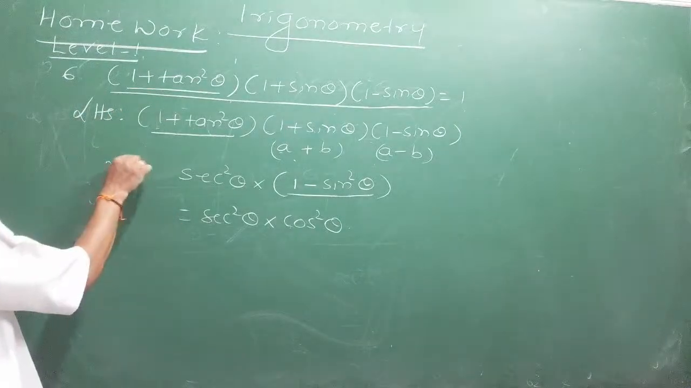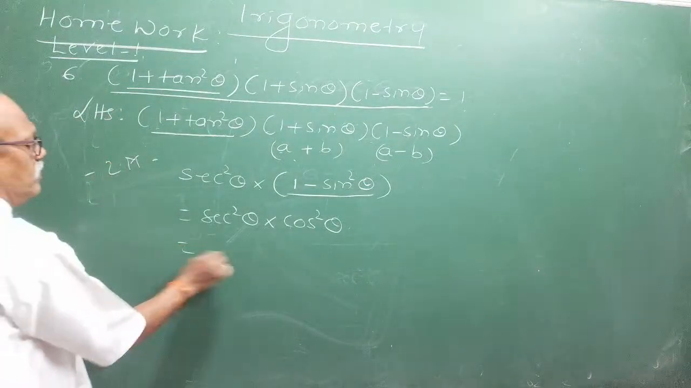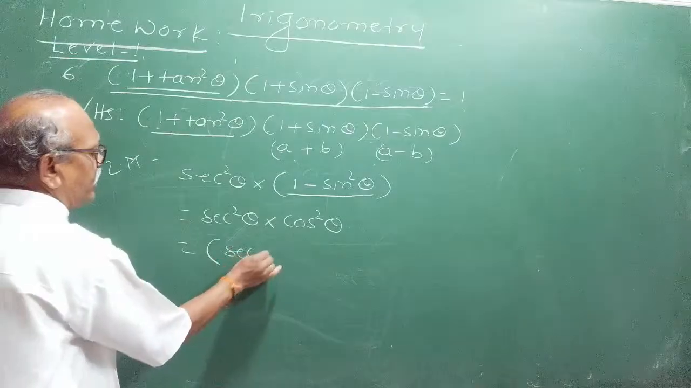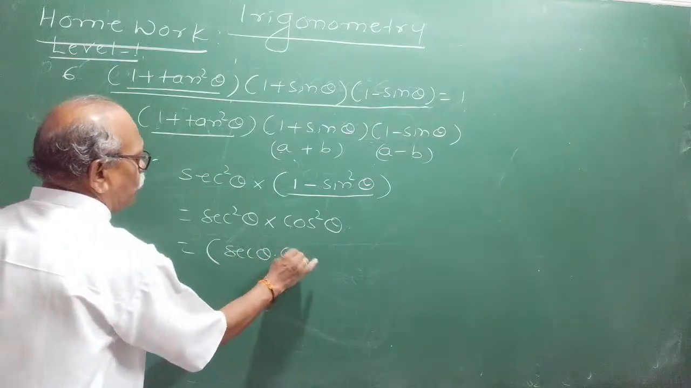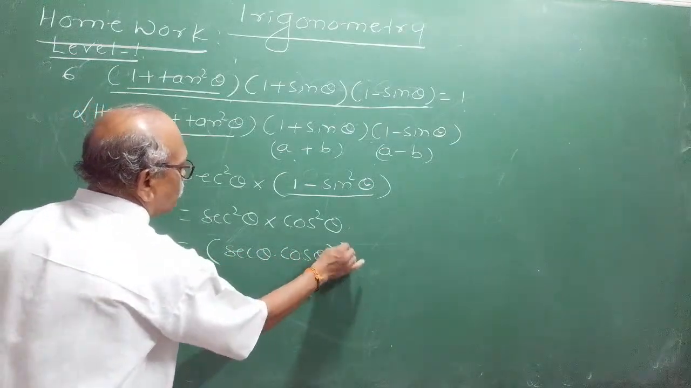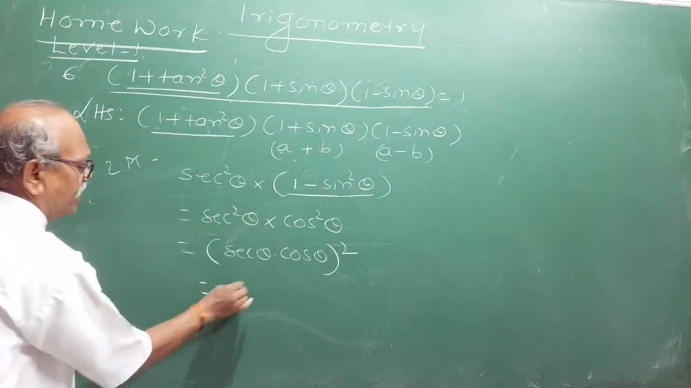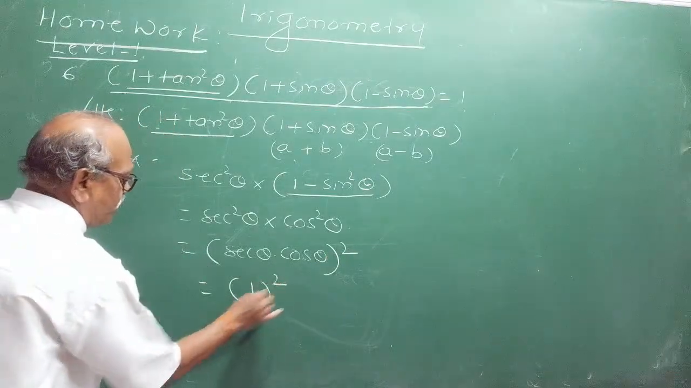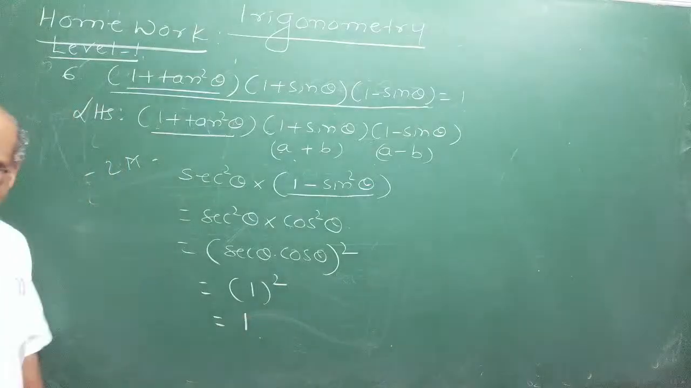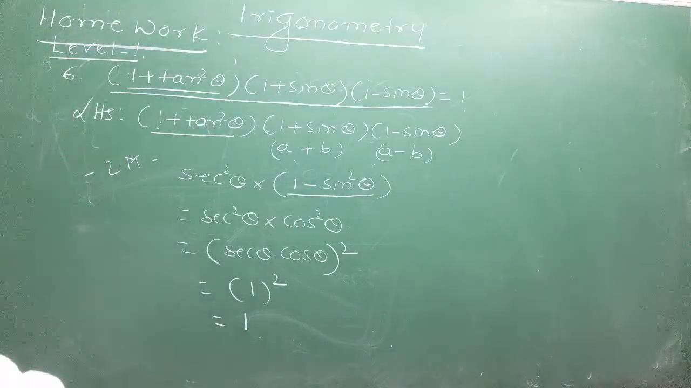If a 2 mark question appears in the exam, you can write this one as we did in the previous, (sec theta into cos theta) whole square. What is sec theta into cos theta? It is 1 square. You will get what? 1 only. Check. All of you got it, check how many of you got this answer correctly. Show thumbs up.